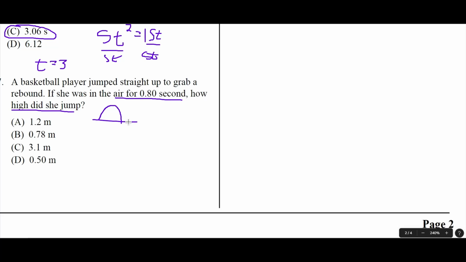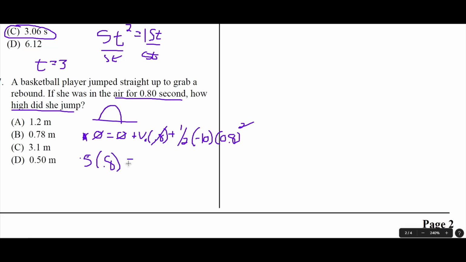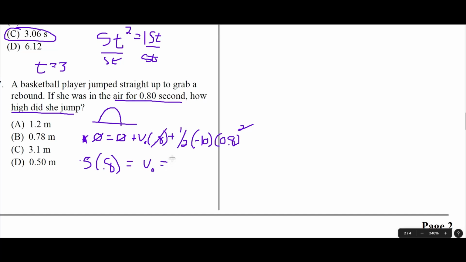That could be done in a variety of different ways. I could do that with the knowing x equation. So you know what? I'll do that. The final position is 0, the initial position is 0. I'm looking for the initial velocity. The total time is 0.8 seconds, plus 1/2 times -10 times 0.8 squared. I can actually divide a 0.8 from both these terms since over here it's going to be 0. So we end up having 5 times 0.8 equals v naught, 4 meters per second.